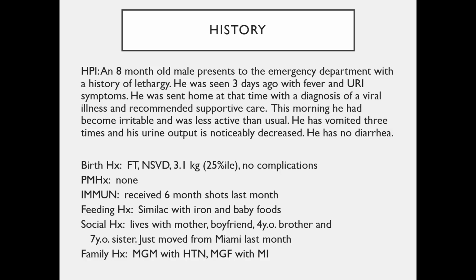He has no diarrhea. Birth history, he was full term, normal delivery, weighed 3.1 kilos at birth, and there were no complications. There is no past medical history. His immunizations are up to date and he received his 6-month shots last month. Feeding history, he takes Similac with iron and baby foods. Socially, he lives with his mother, her boyfriend, a 4-year-old brother, and a 7-year-old sister, and they just moved from Miami last month. Family history includes a maternal grandmother with hypertension and a maternal grandfather with a myocardial infarction.